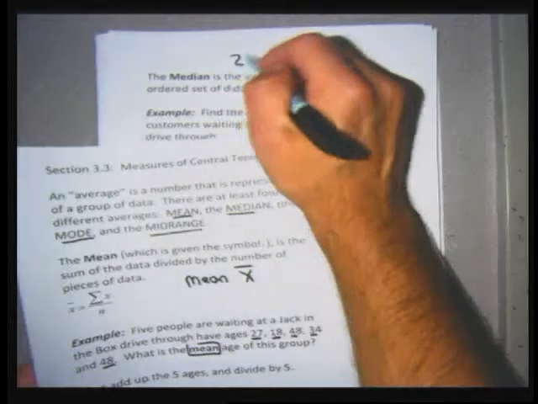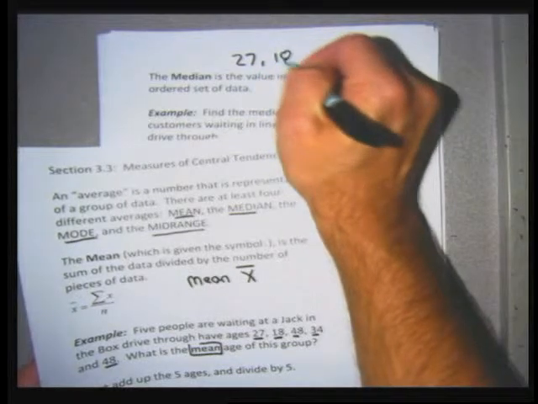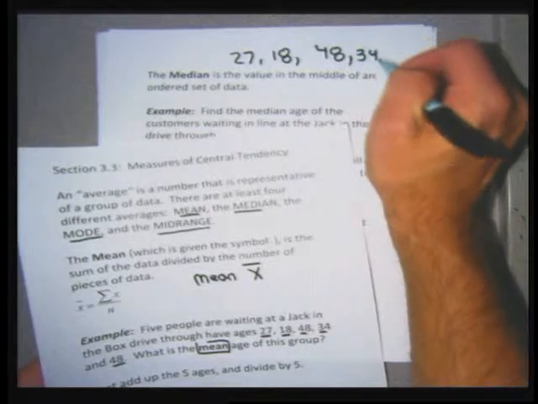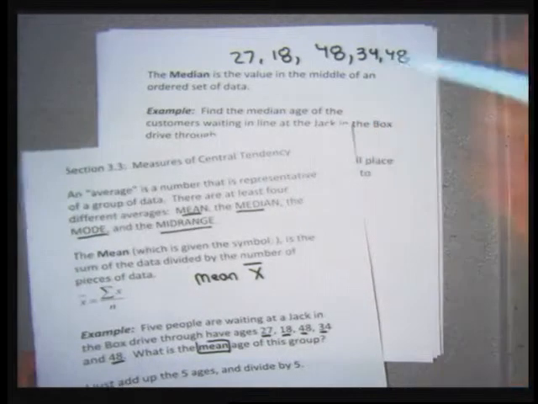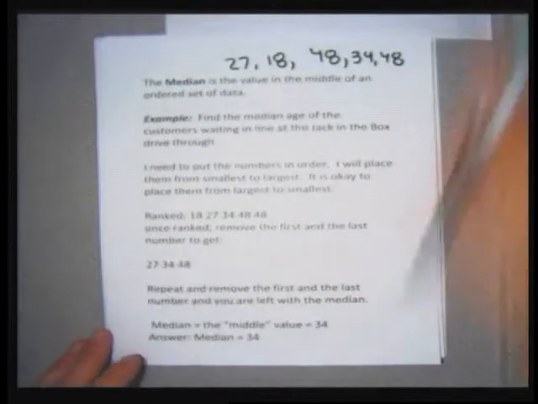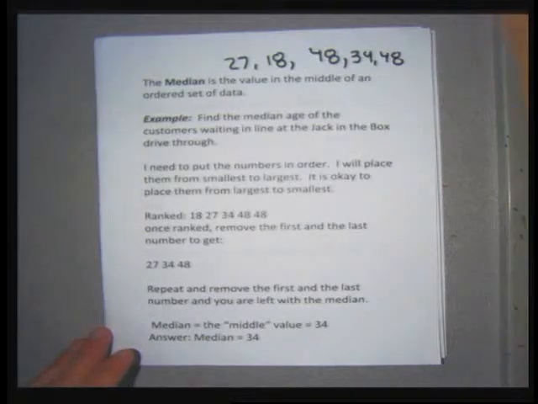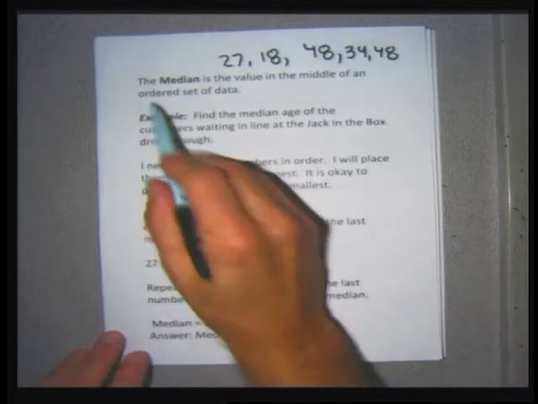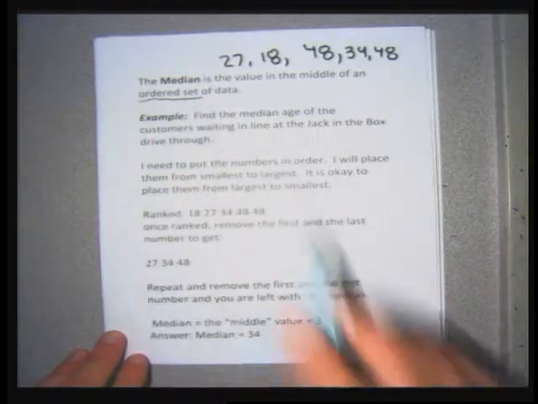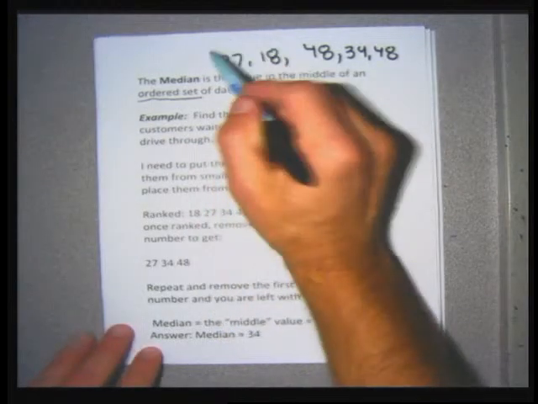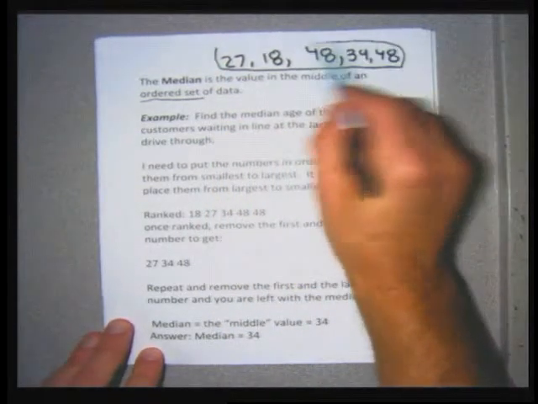So the ages for the people at the Jack-in-the-Box were 27, 18, 48, 34, and 48. That's how the data was given. I couldn't find the median age of the people waiting in line at the Jack-in-the-Box from how the data was presented, because the median is the middle value provided the data is ordered. So if I wanted to find the median age, I'd need to take the ages and order them.